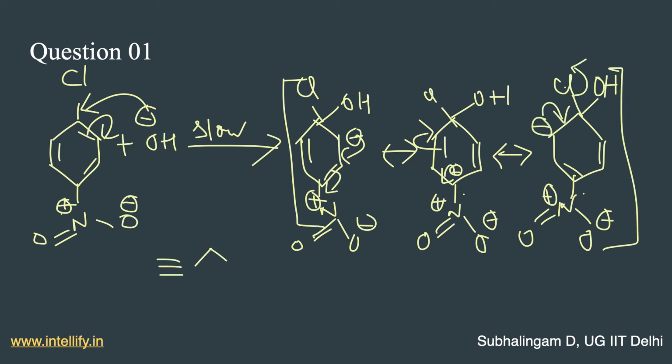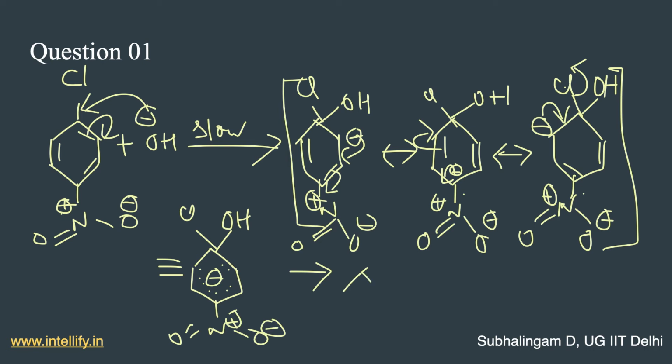So this is equivalent to this structure, and finally the chlorine is expelled out. You observe that the negative charge is going on the ortho position, then the para position, then on the another ortho position, and then chlorine is expelled out.